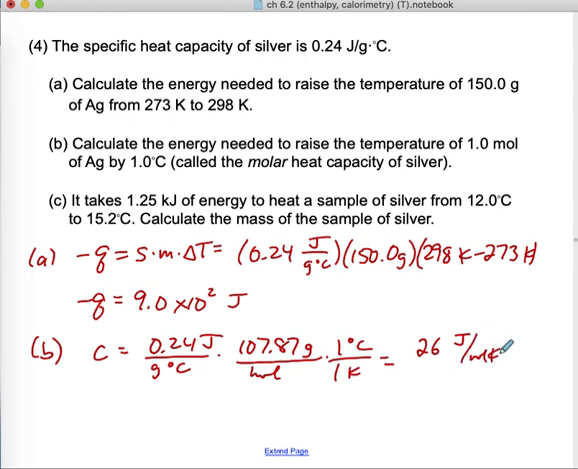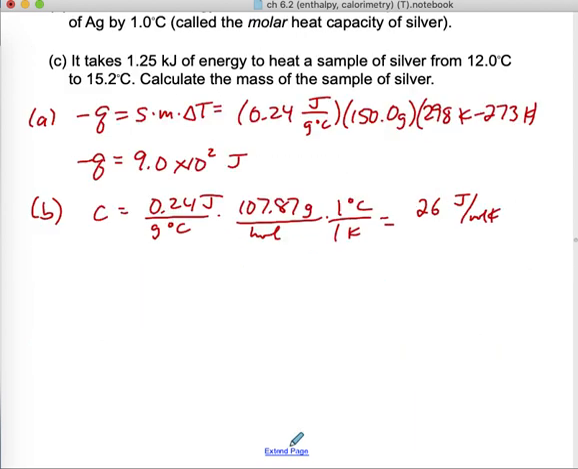It takes 1.25 kilojoules of energy to heat a sample of silver from 12 to 15.2 degrees Celsius. Calculate the mass of the sample of silver. By the way, I don't think I mentioned this so far this year, but feel free to pause at any point and try the problem yourself, then go back and check and see if you got it right. So, start with my equation, negative Q equals S times M times delta T. Rearrange to isolate mass: M is negative Q over S times delta T.